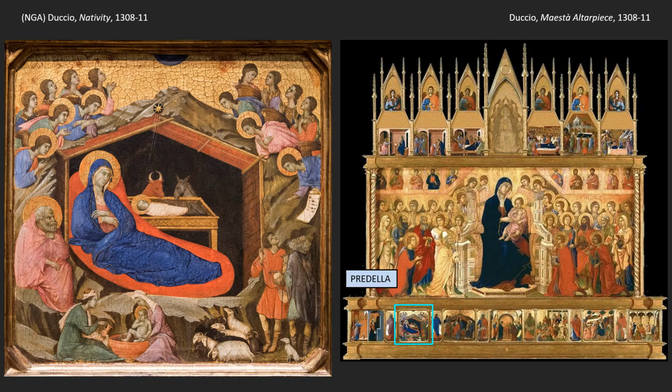We also know from the records of the city of Siena that when Duccio finished it, there was a parade in town. It was a huge celebration because the Virgin Mary is the patron saint of the city. So they are particularly engaged with her, right?